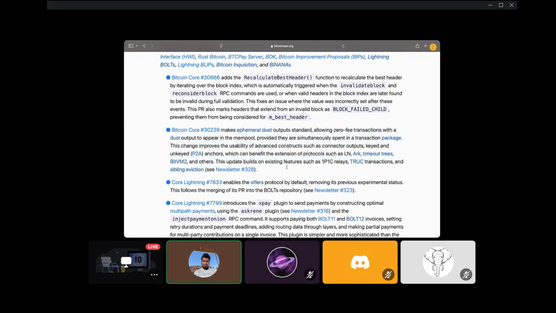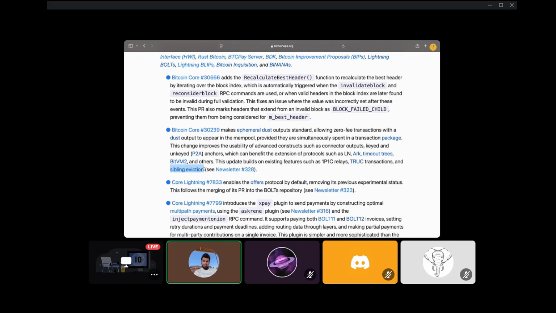We have covered this in detail. Previously, we have covered what ephemeral dust is. We have covered what dust is. We have covered what ARK is, what timeout trees are. We have covered what TRUC transactions are. We have covered what 1P1C topology is. We have covered what sibling eviction is. So basically what happens is that this PR makes ephemeral dust outputs standard.